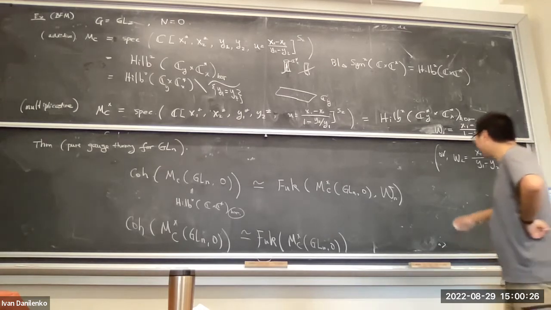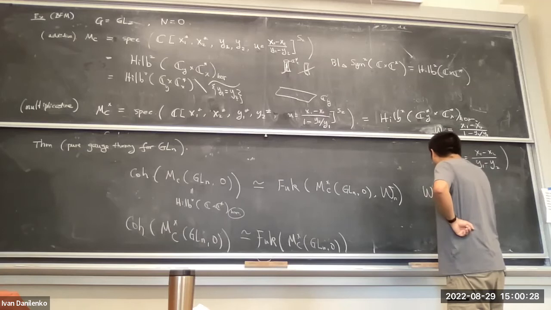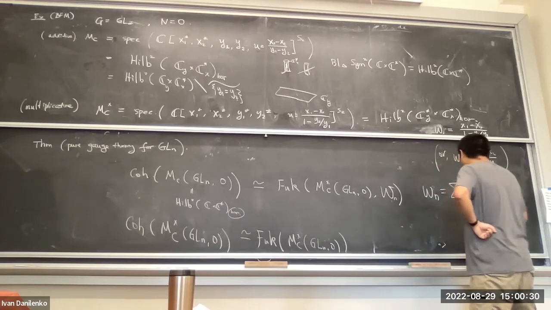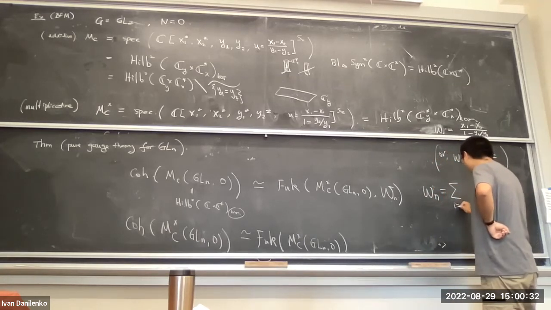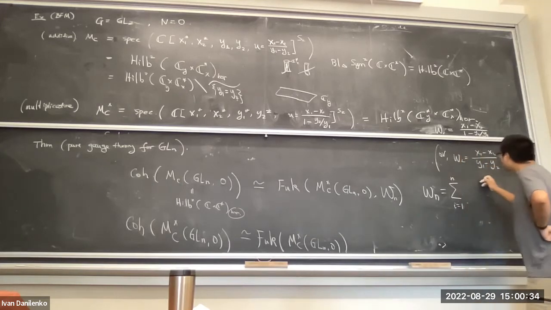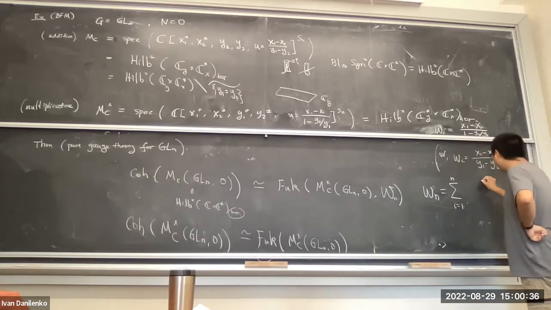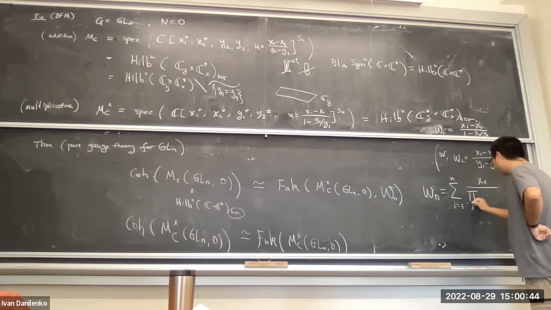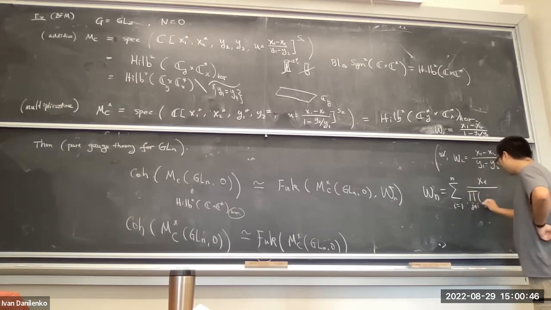For GLN, yes, for GLN. It's going to be like the sum over i from 1 to n. And on top, I'm going to write x_i. And then at the bottom, I'm going to write j not equal to i, 1 minus x_j over x_i, j equal to 1.